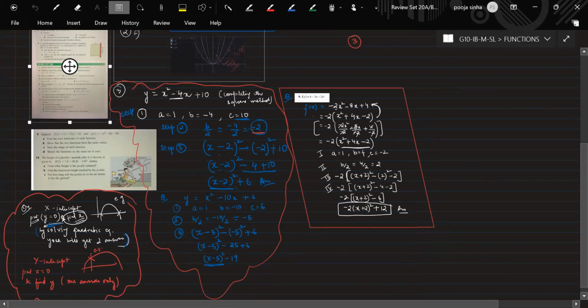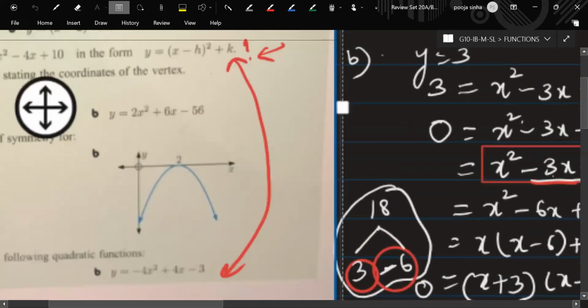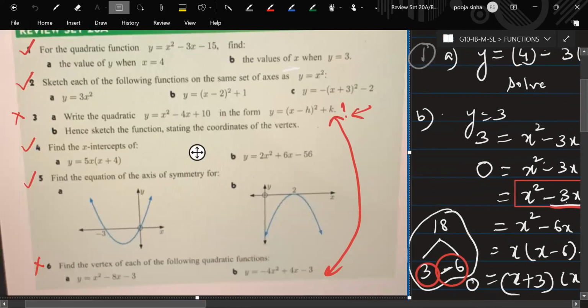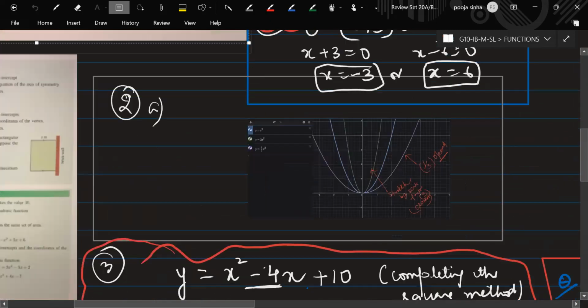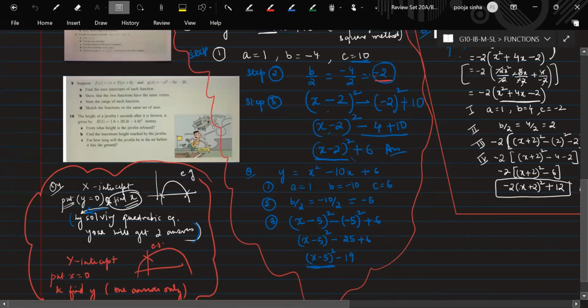Okay, third question. Now it says, write the quadratic equation in the form x minus h whole squared plus k, right? You remember what we did? I defined the steps for this. Remember this?